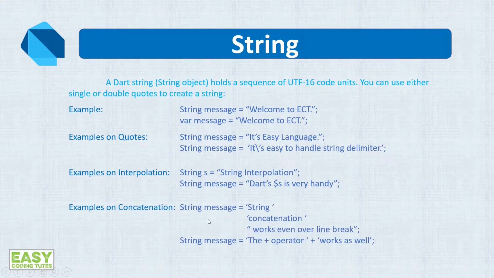Example on concatenation, string message is equal to string concatenation works even over line break. So see here one sentence is written in 3 lines, so it's very handy. We can write in this way what it has written here. The next statement is string message is equal to the plus operator works as well. So here we have two strings, the plus operator and works as well. So these two strings are concatenated using the plus operator, so that can also be done easily.